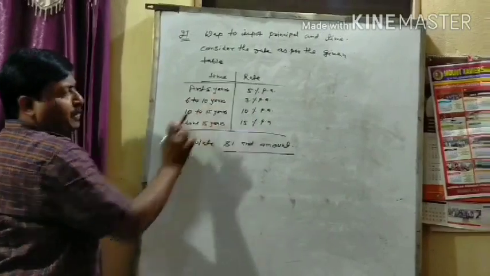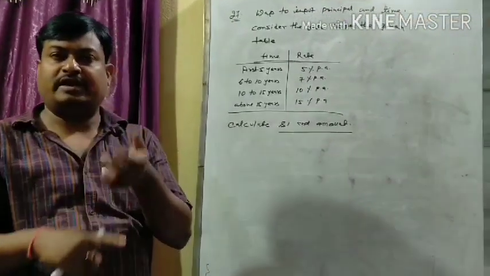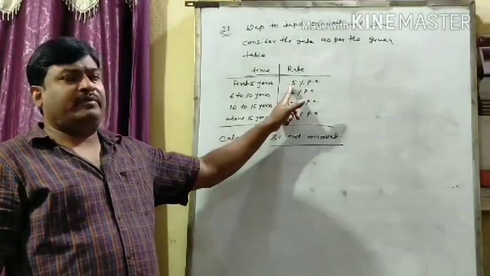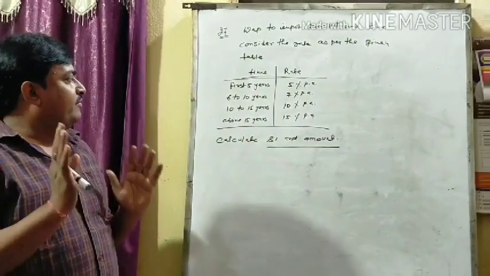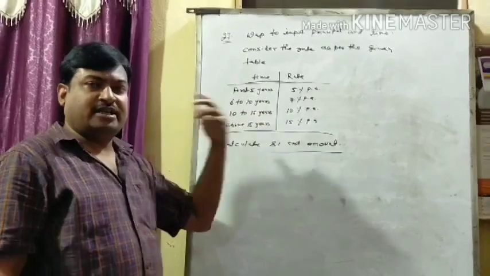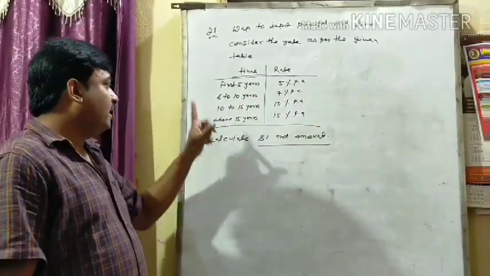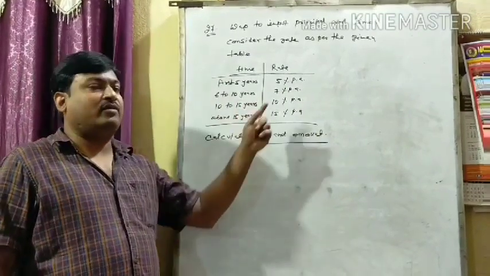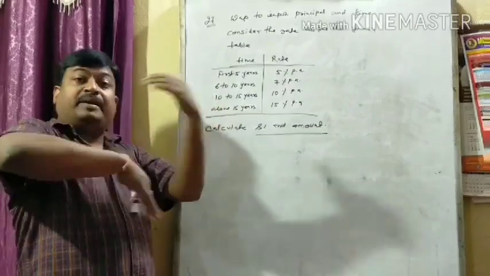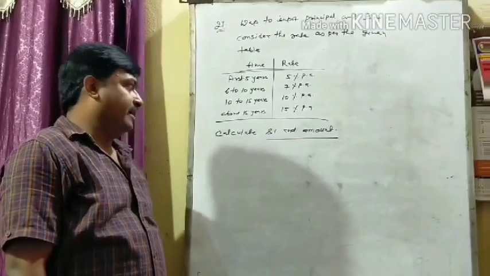If time is up to 5 years, meaning 1 year, 2 years, 3 years, 4 years or 5 years, your rate will be 5% per annum. If your time is 6 to 10 years, meaning 6, 7, 8, 9 or 10 years, your rate will be 7% per annum. If time is 10 to 15 years, your rate will be 10% per year. And if your time is above 15 years, your rate is 15% per annum.